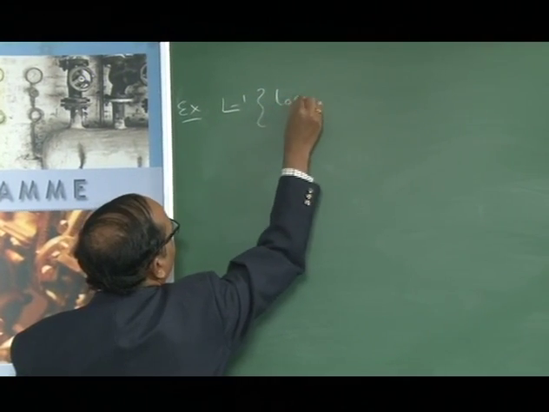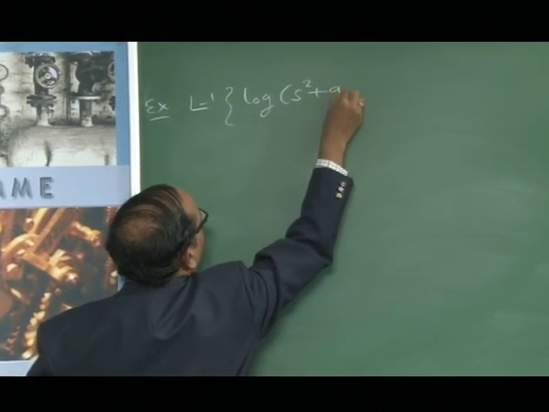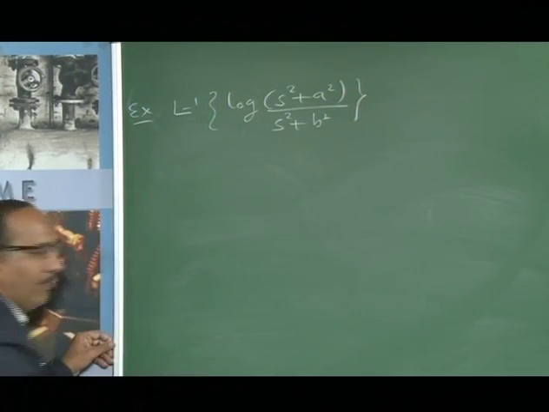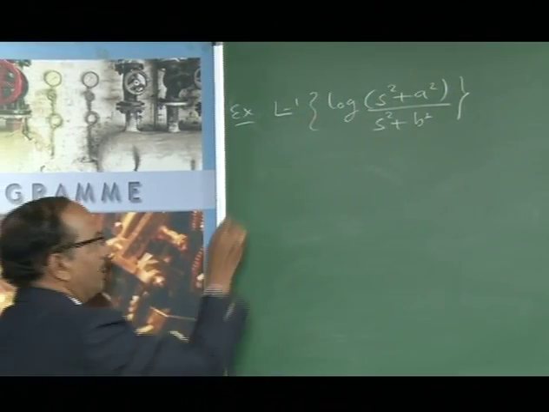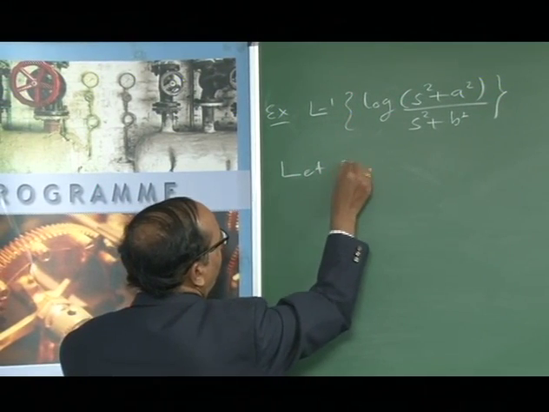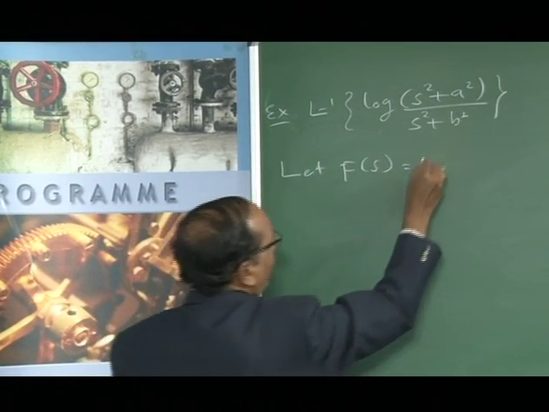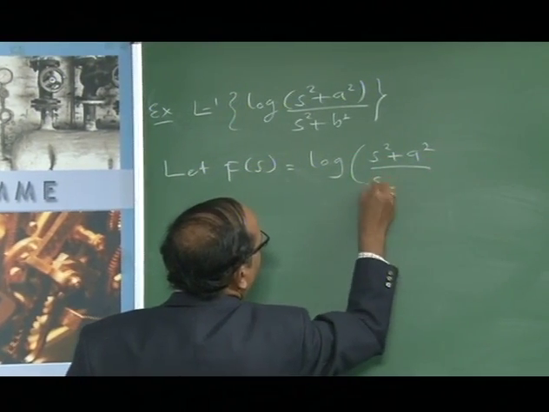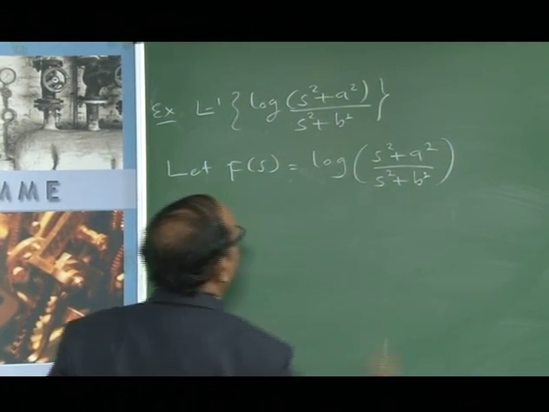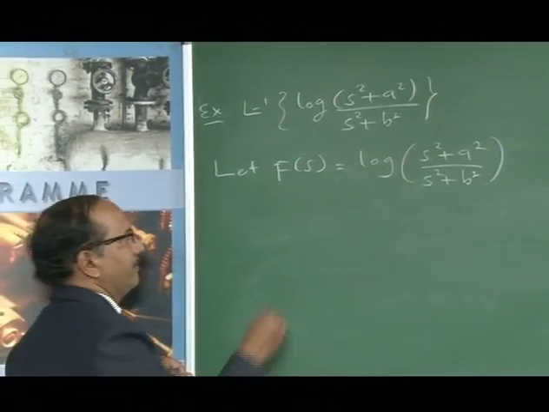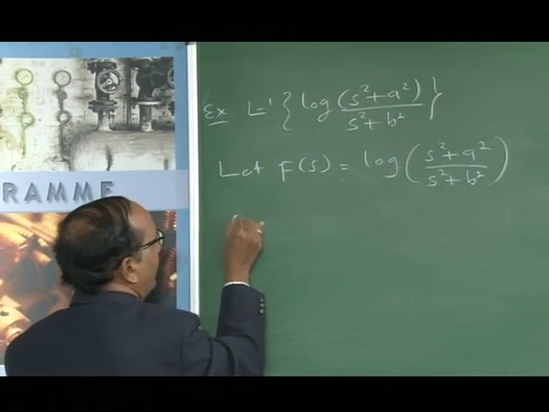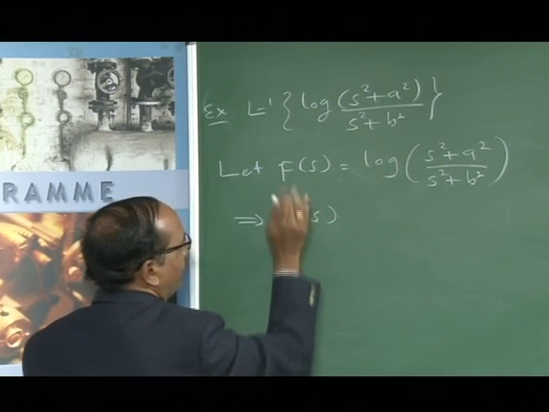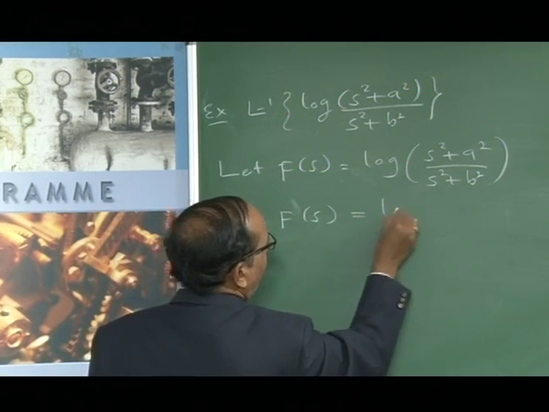L inverse of log of s square plus a square upon s square plus b square. As it is, you consider f of s equal to log of s square plus a square divided by s square plus b square. At this moment we do not know the inverse of this logarithmic term. For that, I differentiate to get f dash s. Before the differentiation, we simplify using the logarithmic property.